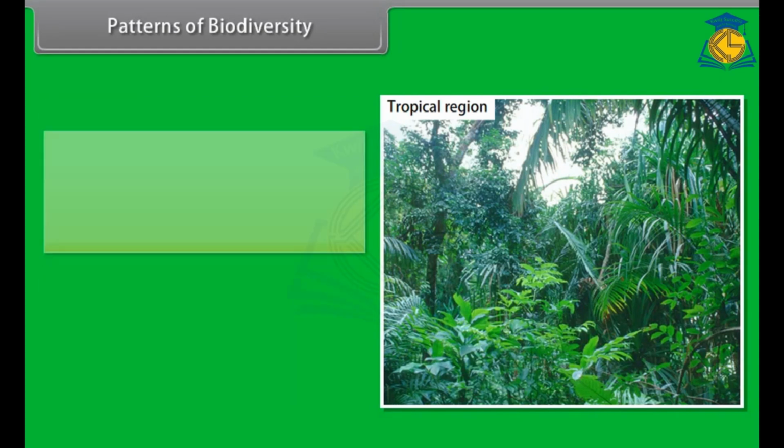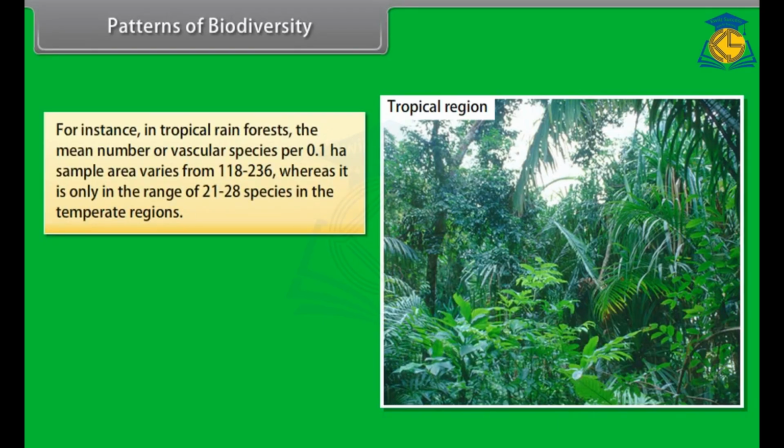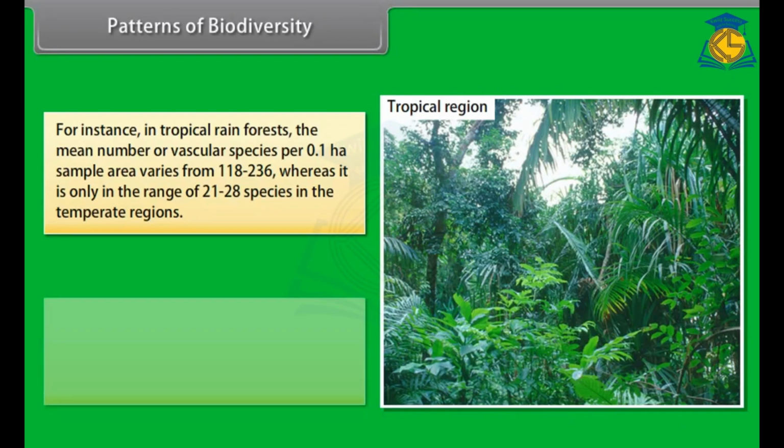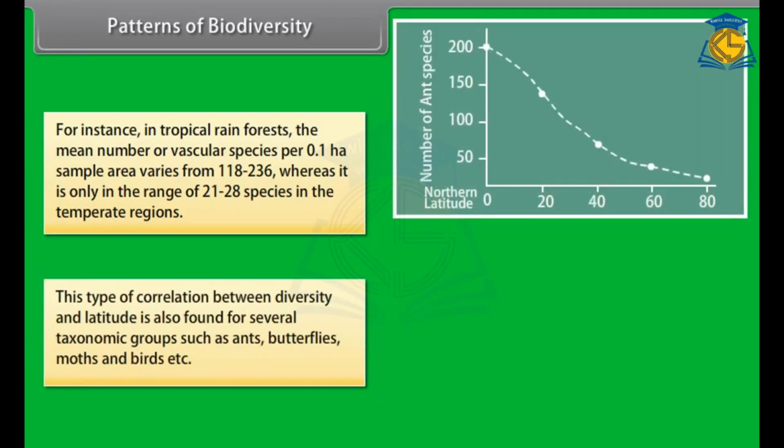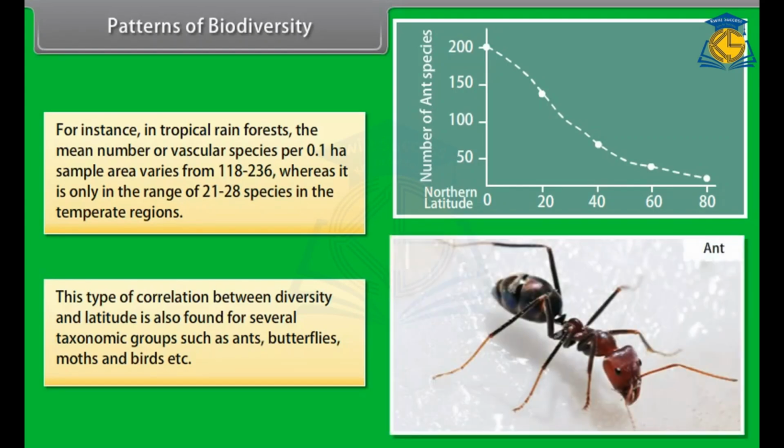For instance, in tropical rainforests, the mean number of vascular species per 0.1 hectare sample area varies from 118 to 236, whereas it is only in the range of 21 to 28 species in the temperate regions. This type of correlation between diversity and latitude is also found for several taxonomic groups such as ants, butterflies, moths and birds, etc.